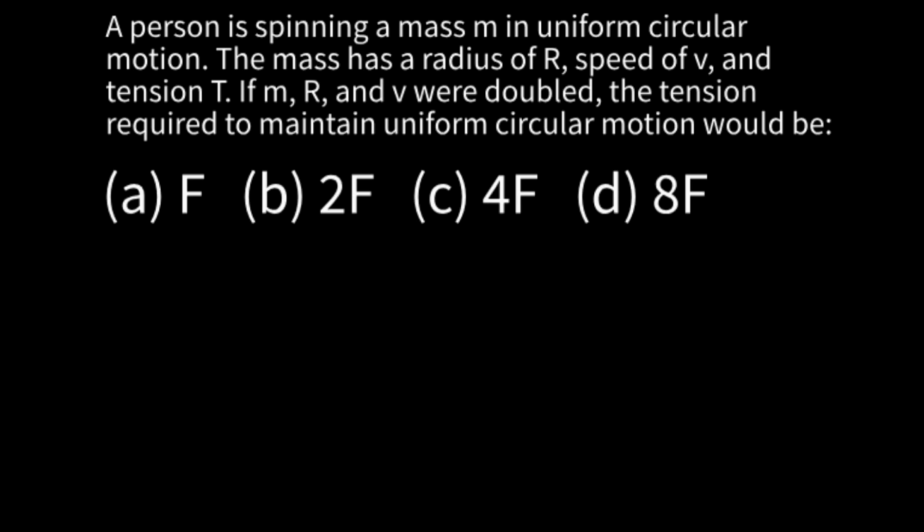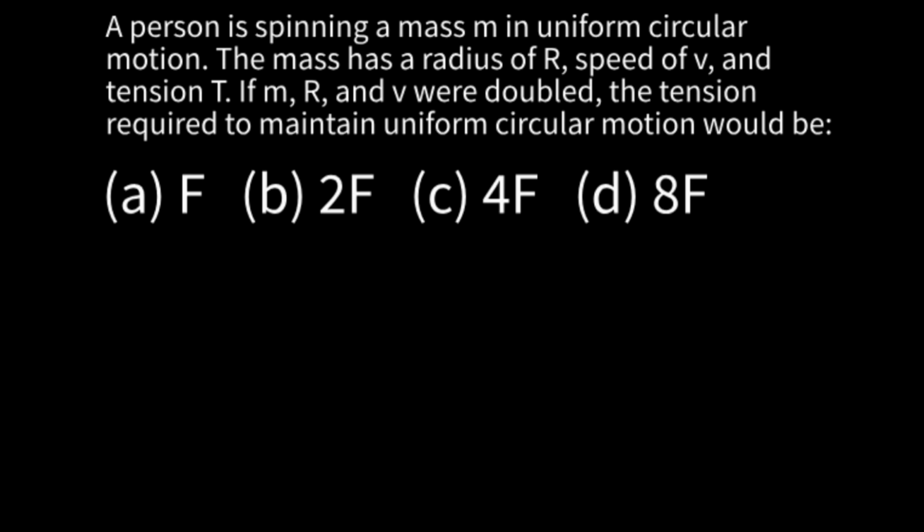Alright, here's our next problem. We've got a mass m in uniform circular motion with a radius r, speed v, and tension T. What would the tension be to maintain uniform circular motion if m, r, and v were all doubled? Uniform circular motion just means that an object is moving in a circle with a constant speed. So we can identify tension as our centripetal force.